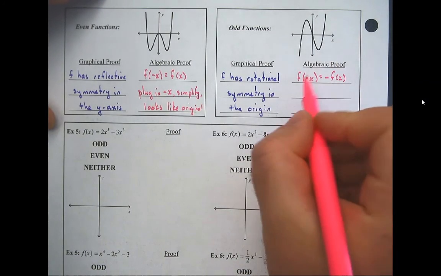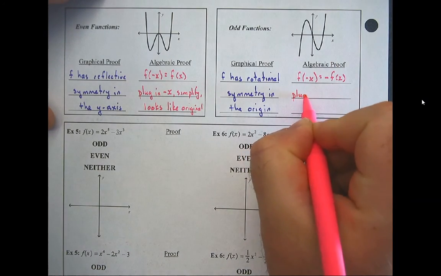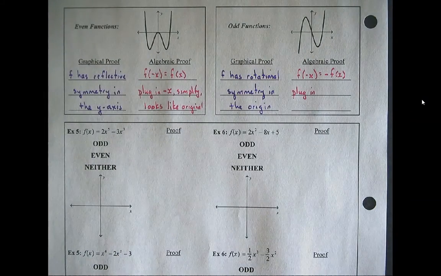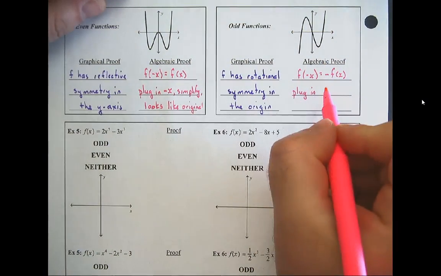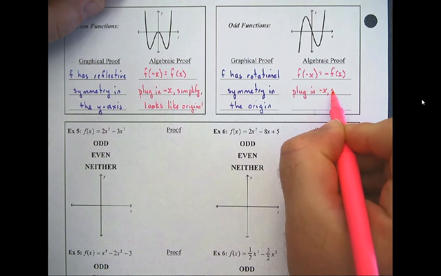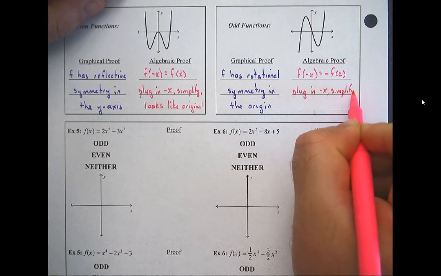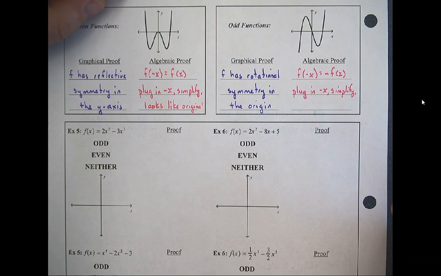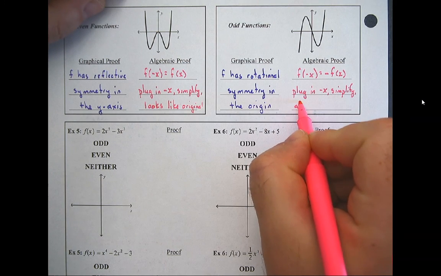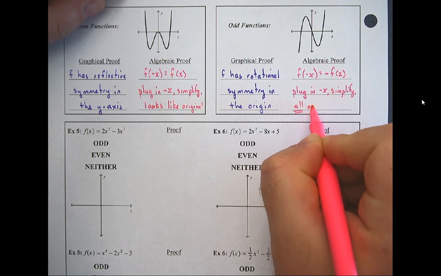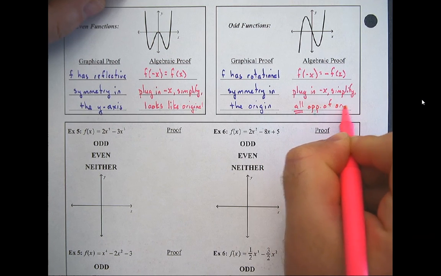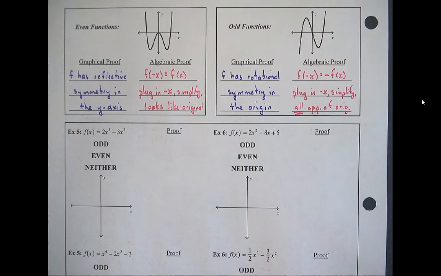To get an odd function, plug in negative x, simplify. So it's the same thing. It's the result that decides if you're odd or even. This needs to be all, I'm going to underline all, opposite of the original. So all the signs would change. This one, everything stays the same. This one, all the signs change around. So let's do a couple examples, and you'll see more what I'm talking about here.